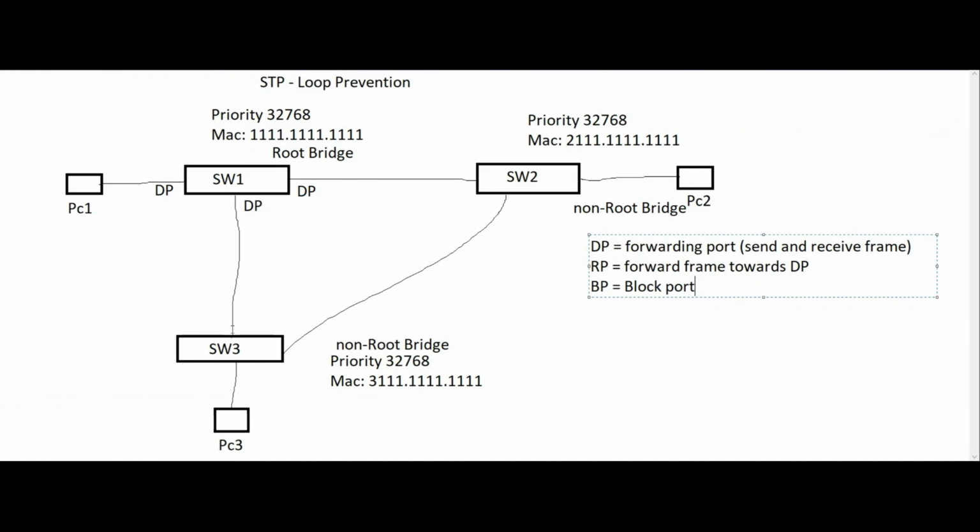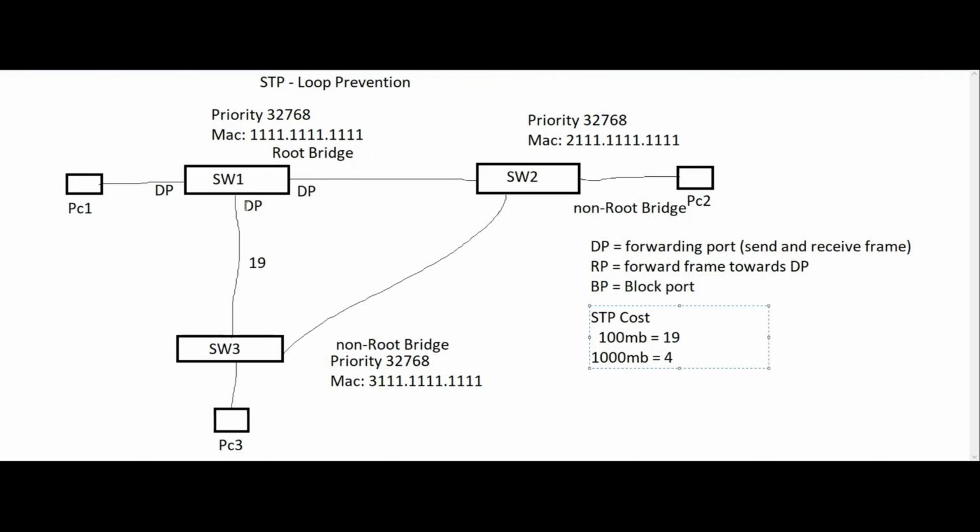Now switch 3 has two links to reach the root bridge. So which way will it go? It will check the cost. Let's say this link is 100 Mbps speed, so the cost is 19. We have STP cost. STP cost means if it is a 100 MB link, cost equals 19. If it is a 1000 MB link, cost equals 4. That's the default STP cost value we have.